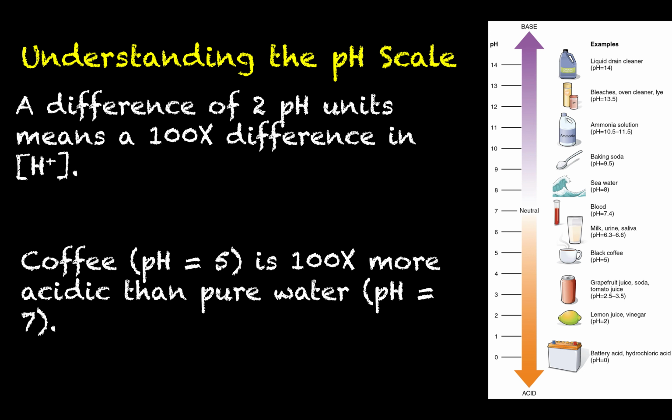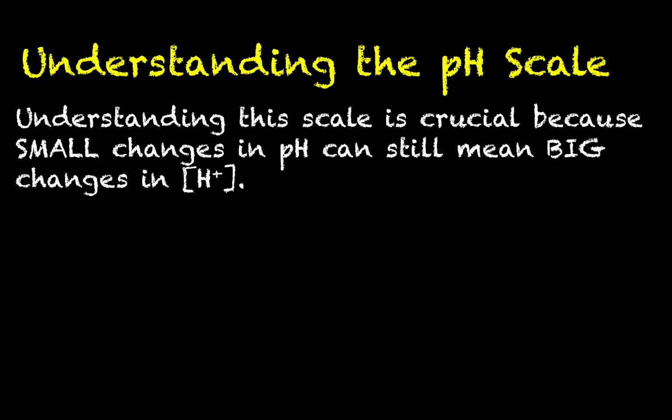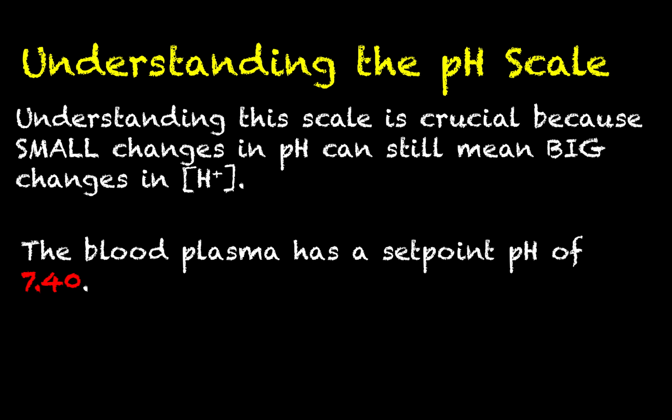So, like I said, understanding how this scale works is really going to be important because in the human body, you're not going to see pH changes that happen in whole units of 1 or even 2 units. You're going to see what appears to be very small changes in pH values, but I am here to convince you that a very small change in the pH can still mean very big and very significant changes in hydrogen ion concentration. So let's look at an example of this.